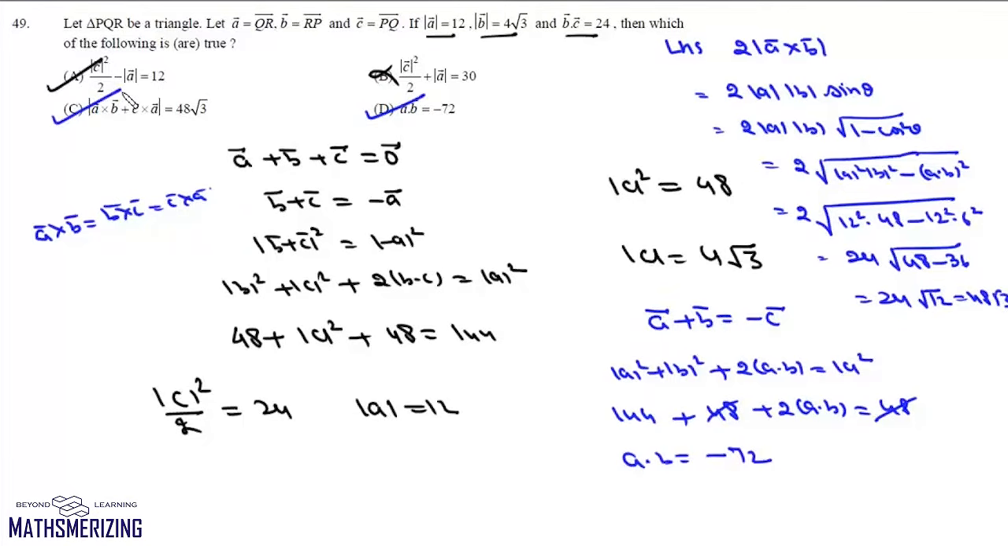So the correct options are A, C and D. Now here the question is, if O is the origin and PQR be an arbitrary triangle, then point S is such that OP dot OQ plus OR dot OS is equal to OR dot OP plus OQ dot OS. Now suppose their position vectors are P, Q, R and S.